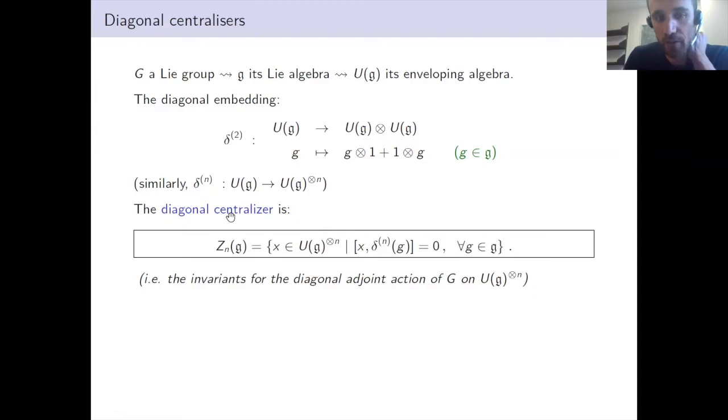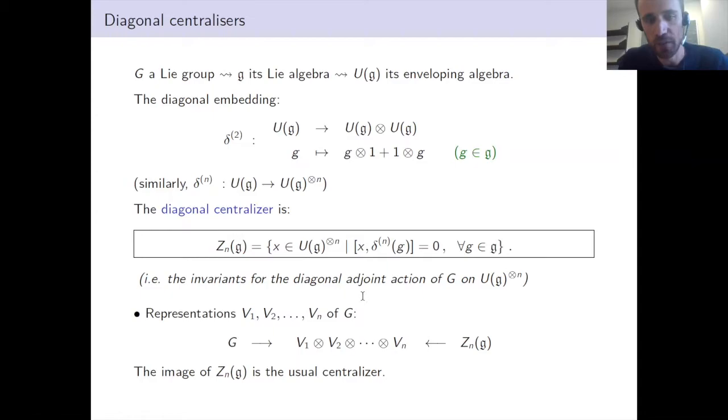Okay, if you're worrying about representations, then let me tell you that if you take now any representations of your group G, then this diagonal centralizer will act on this and will produce for you the usual centralizer, the centralizer of the representation. So this is, in some sense, the universal centralizer. If you understand this algebra, it will help you to understand the centralizer of any tensor product of representations. That's why it's so interesting. It is also why, I guess, it's quite difficult, because it contains information about all the centralizers of all representations. So it might be a bit difficult to understand this algebra. So let's hope we will be able to do it.